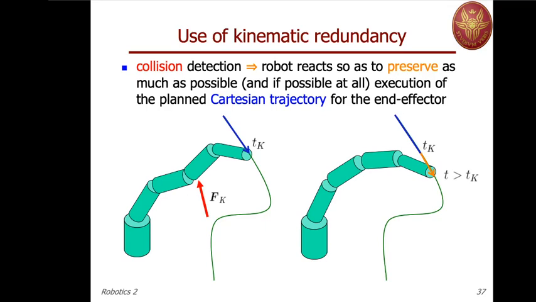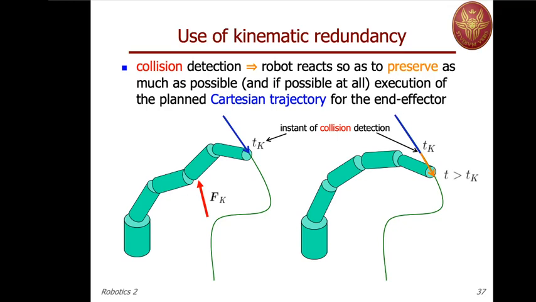So at the given instant tk, which is the instant of collision detection, we were tracing the Cartesian trajectory, and a collision occurs along the body represented by the red arrow fk. We would like to continue the motion in the Cartesian space also for instants of time which follow the collision detection instant, provided that we are able to accommodate the internal configuration of the robot so that either we remove the collision or at least we mitigate the effect of this collision on the residual.